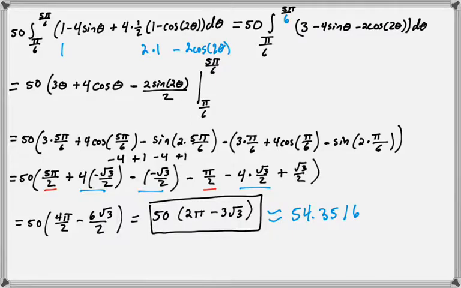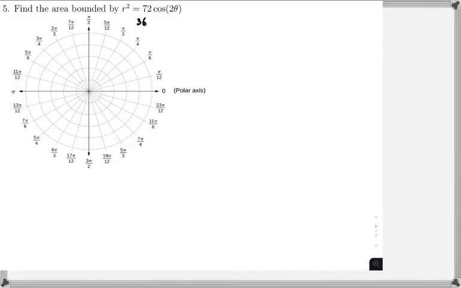Alrighty, I got one more for you on this video, and we are going to find the area bounded by r squared equals 72 cosine of 2 theta. And this is going to be a lemniscate. We're going to take the 72, we're going to write it as 36 times 2 because we're going to take the square root to solve for the r. So we're going to have r equals, and the square root of 36 is 6, and then the square root of 2, and then the square root of cosine of 2 theta. Okay, our lemniscate.